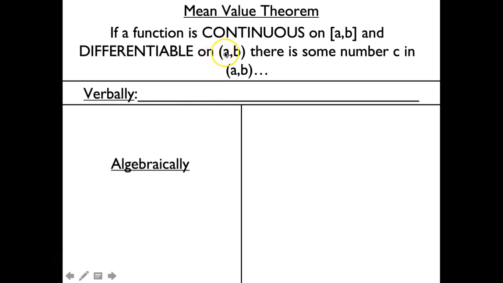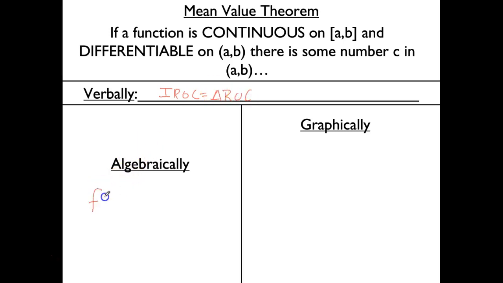Okay, first off, let's remind ourselves of MVT, what it says. So if a function is continuous, meaning we can draw it without taking our pencil off the paper, right? And differentiable, meaning it's smooth everywhere, there's no sharp turns. There is some number c in between a and b, such that the instantaneous rate of change is equal to the average rate of change, right? And what does that mean?